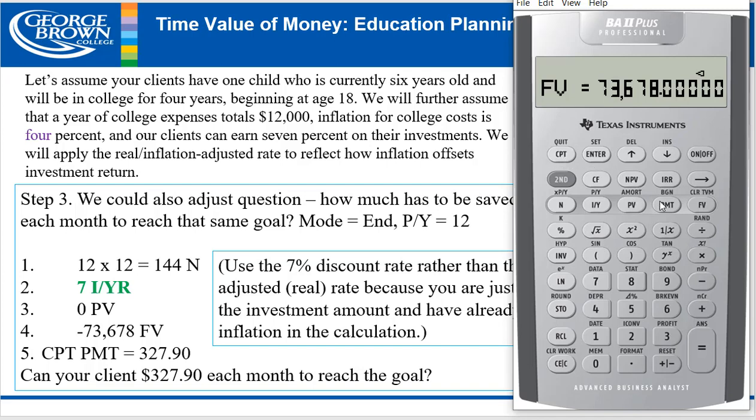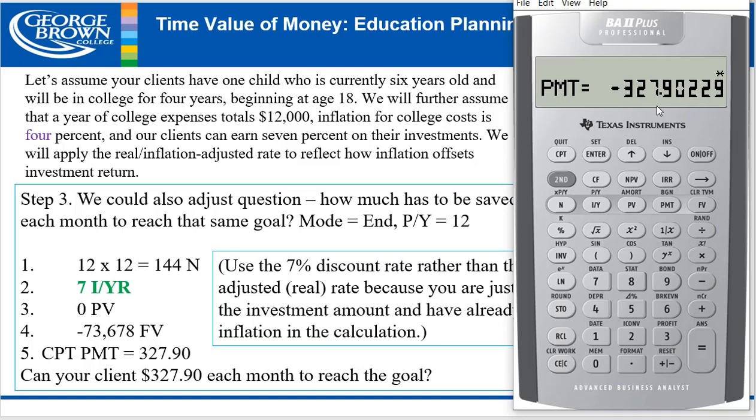I'm going to hit compute my payment. The family would need to save $370.90 at the end of this month and every month for the next 144 months. And at that time, if they're earning 7% compounded annually, they would have $73,678. We know that the first year university payment would come out of that.